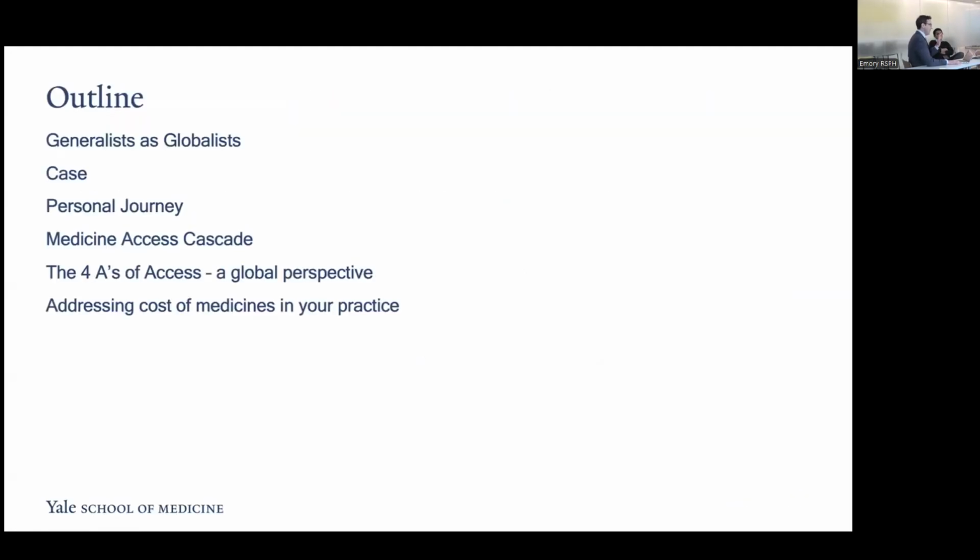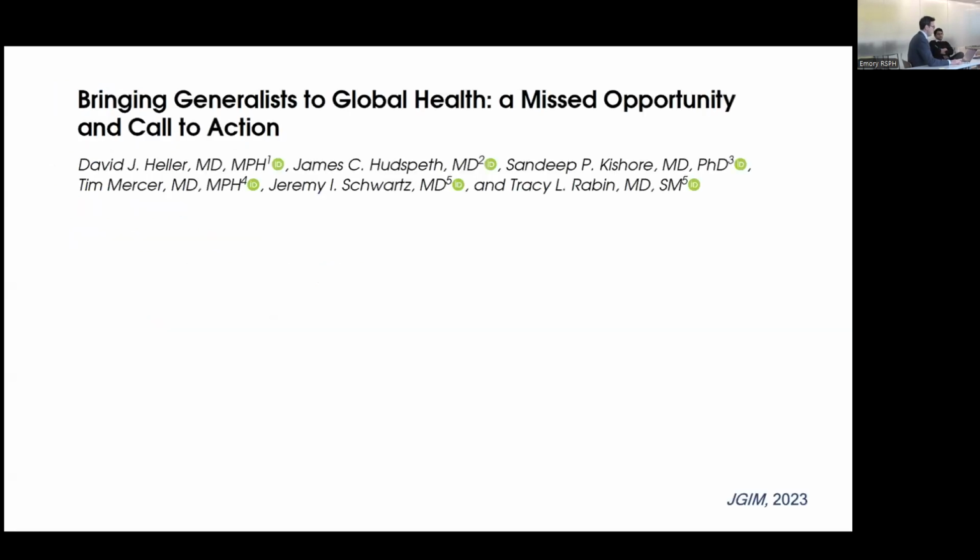So I'll start by talking about generalists as globalists, talk about a case, a bit of my own personal journey just to give some context. We'll talk about the medicine access cascade, as I call it, and use a framework of the 4 A's of access to really think about a global perspective, as I mentioned, and thinking about addressing cost of medicines in clinical practice here. So this is just a piece that some colleagues, friends, and I published 2 years ago in the Journal of General Internal Medicine.